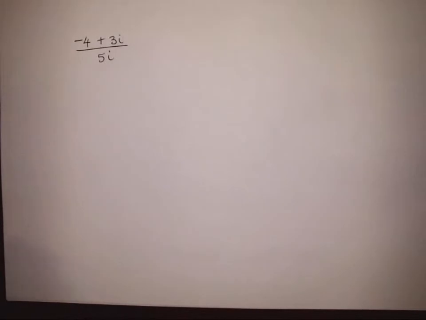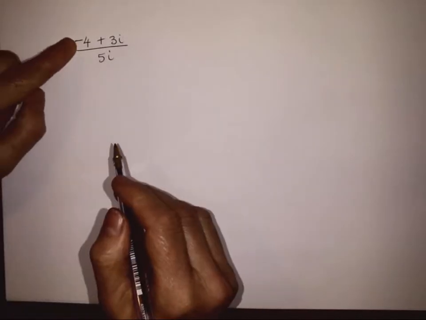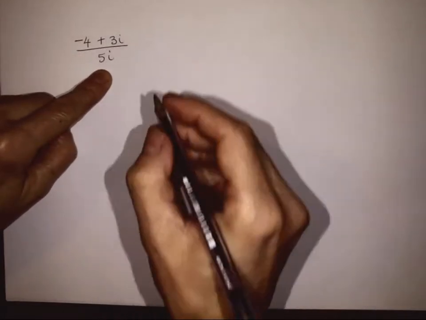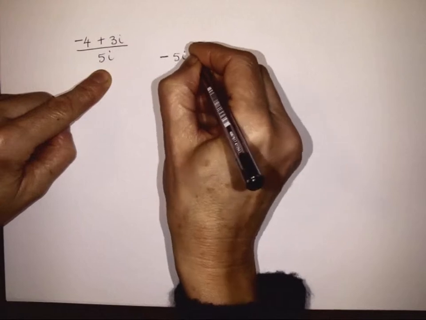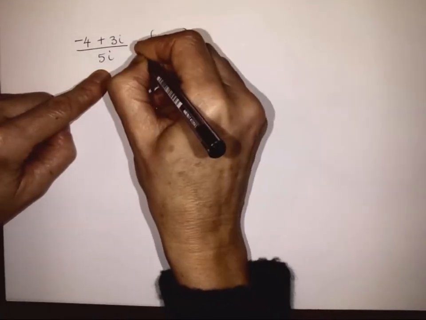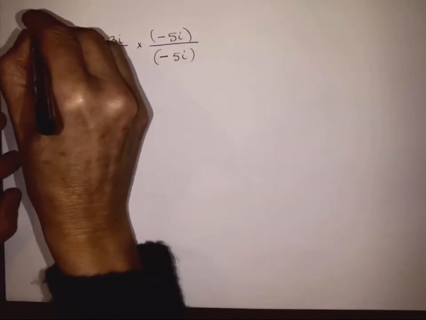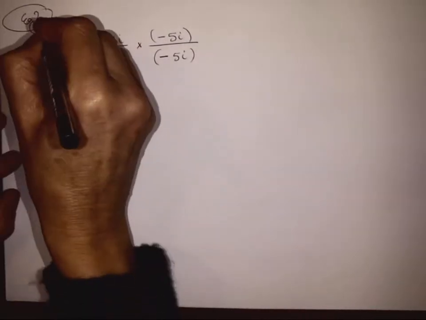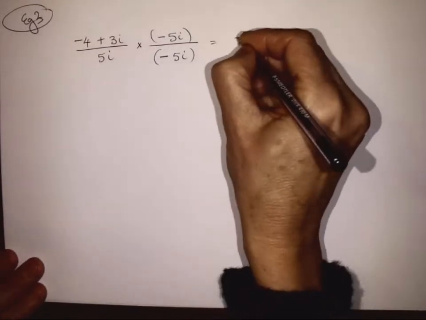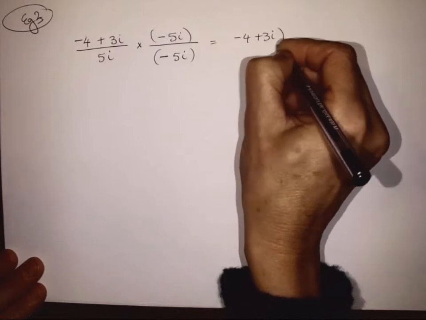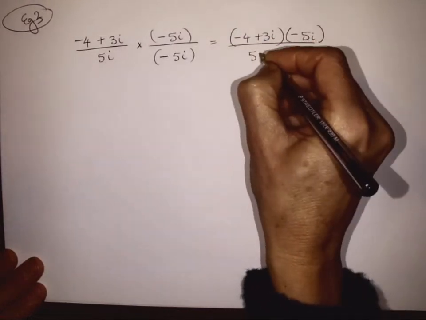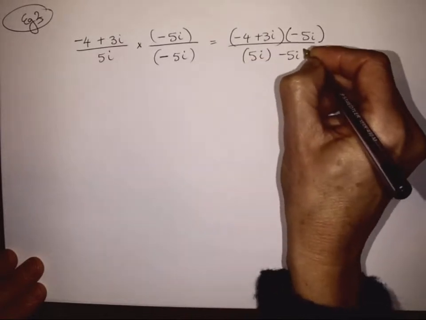Again, we do the same idea. We multiply above and below the line by the complex conjugate. And the complex conjugate of 5i is actually minus 5i. So we're going to multiply by minus 5i over minus 5i. Call this example 3. Okay then. So now that's the same as minus 4 plus 3i in brackets times minus 5i divided by 5i times minus 5i.